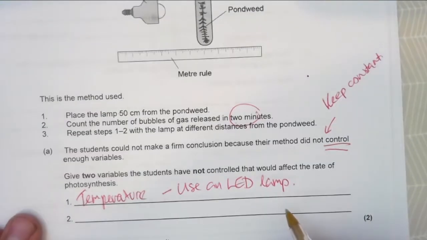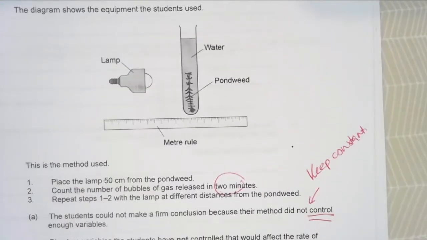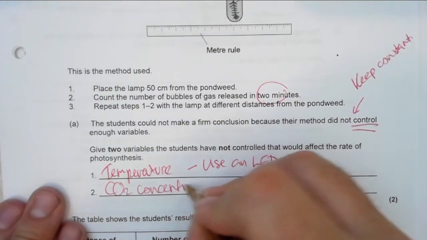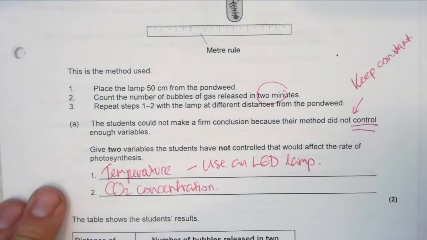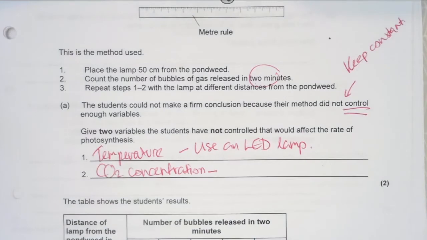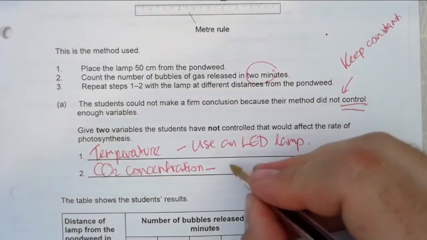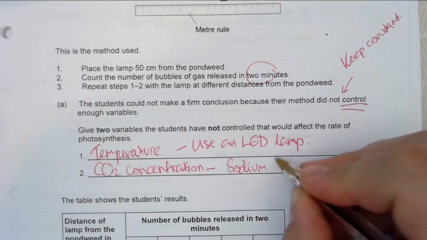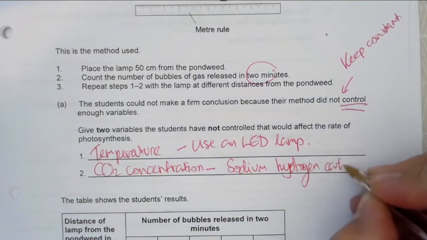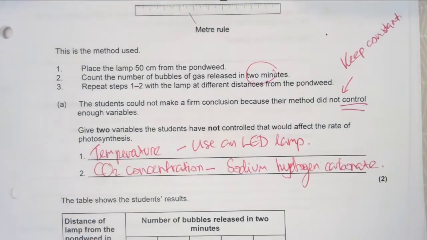And for the other one, we've also not controlled carbon dioxide concentration, so CO2 concentration. And again, if we'd wanted to do this, we could have used a chemical like sodium hydrogen carbonate. If we'd added that to the water, that would have controlled the amount. We could measure the amount of carbon dioxide we put in there. So that would have made it a better investigation.